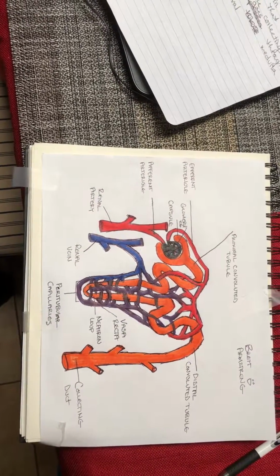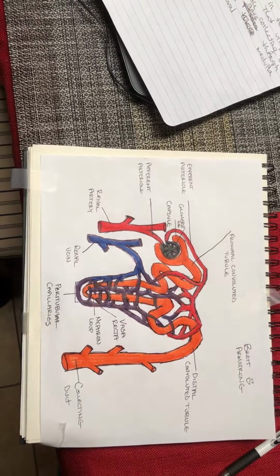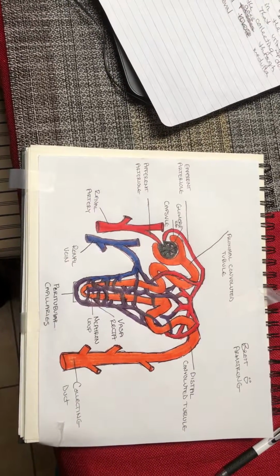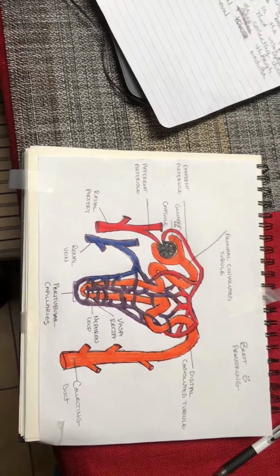The urine from the nephrons then enters the collecting ducts, where it goes through the renal medulla for removal.